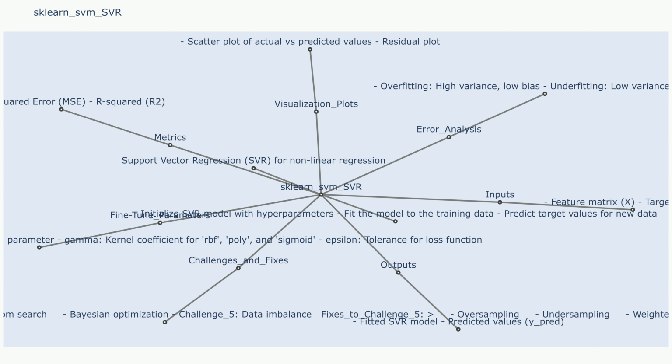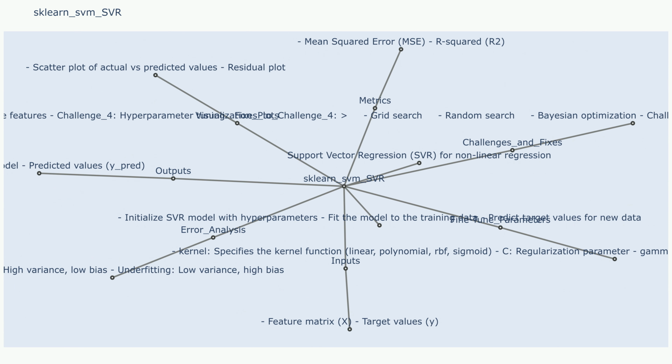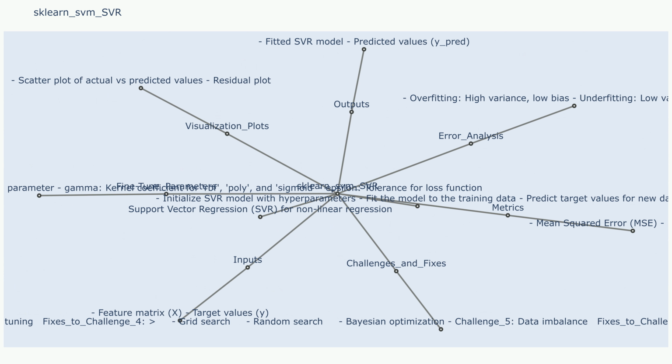Visualization plots. A scatter plot visualizes the relationship between the input features and target values, with the predicted values overlaid for comparison. A residual plot shows the difference between predicted and actual values, helping to assess model bias and identify potential outliers. A learning curve plots the model's performance on training and validation sets as a function of training data size, helping to identify overfitting or underfitting.